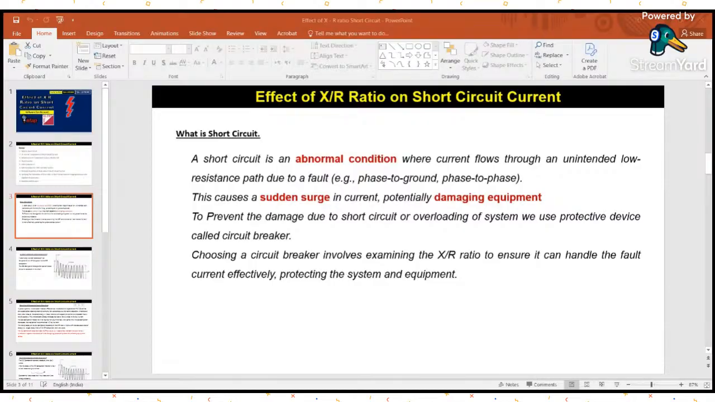It is a flow of current, but not through a low resistance path, but through an unintended path, a path through which I do not want the current to flow. The short circuit current is flowing through this. Suppose in a phase to ground fault, current is flowing from phase to ground. We do not want the current to go from phase to ground. This is the unintended path. What is the effect of the short circuit current?